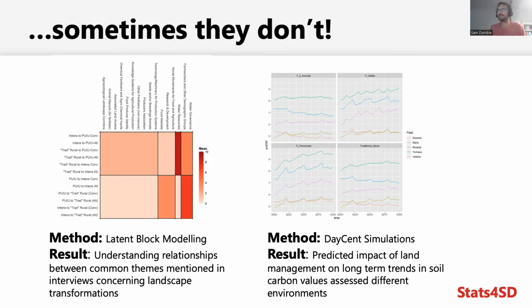On the left is an example where we were trying to understand the relationship between themes being mentioned in some qualitative interviews with experts who were asked to try to characterize what would happen under different kinds of landscape transformation. We were looking for common themes and linking them to common sorts of transformation and seeing what kind of clusters we could build from the data. And this required a sort of categorical cluster analysis known as a latent block model to try to understand.